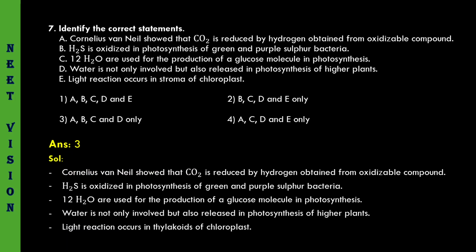Cornelius van Niel showed that CO2 is reduced by hydrogen obtained from an oxidizable compound. H2S is oxidized in photosynthesis of green and purple sulfur bacteria. 12 molecules of water are used for the production of a glucose molecule in photosynthesis. Water is not only involved but also released in photosynthesis of higher plants. Light reaction occurs in thylakoids of chloroplasts but not stroma.